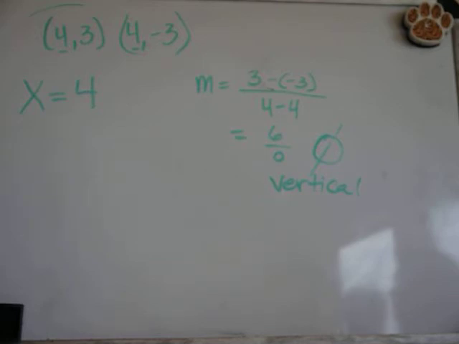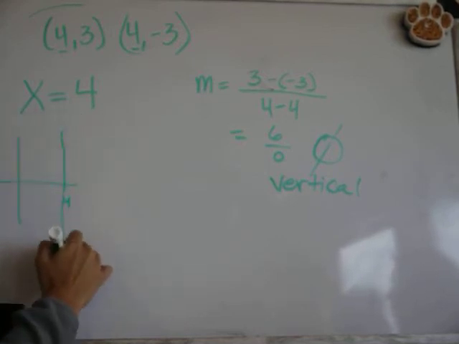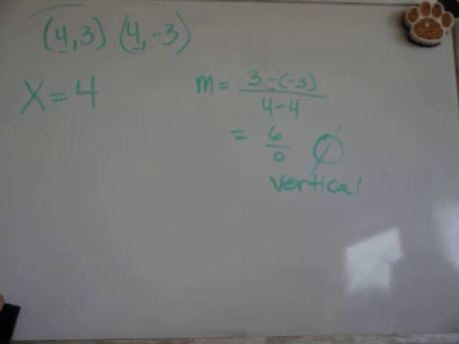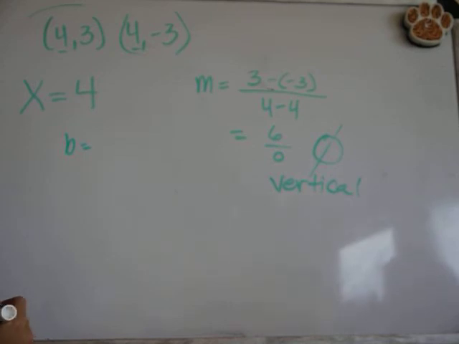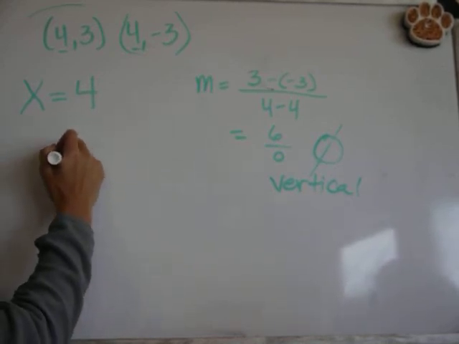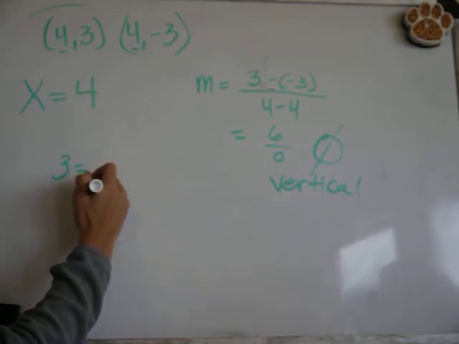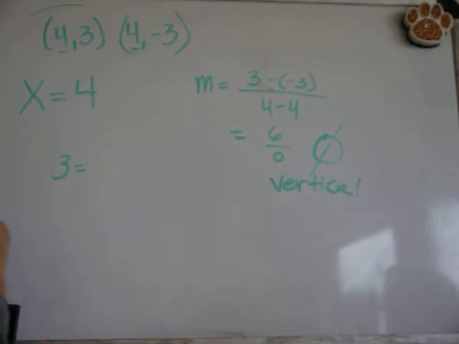And here's how we would do it algebraically. We know it's x equals 4 because when we graphed it, the line went out at 4. So that's how we know it's x equals 4 and it's a vertical line. Let's do it algebraically. Remember, we need to find our b. So let's pick a point and try that style. 3 equals, that's not going to work. We can't do it because there is no slope, so we can't plug it in.